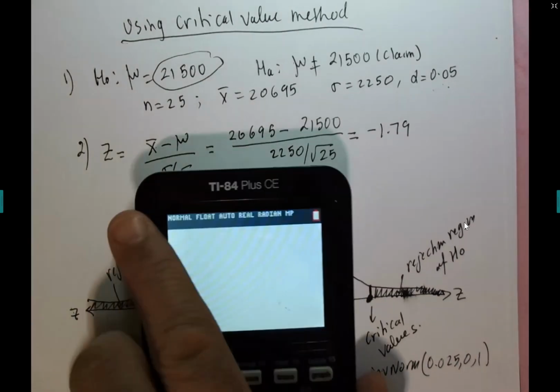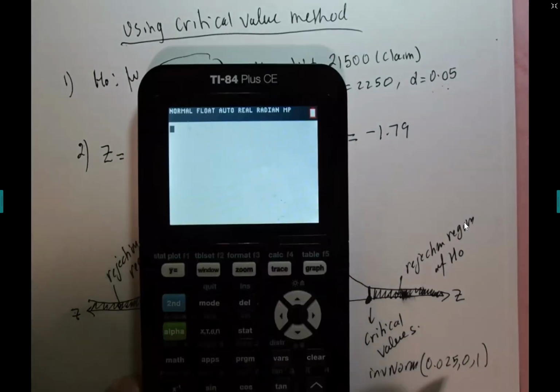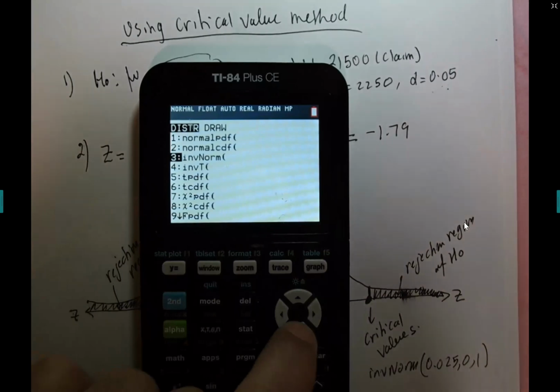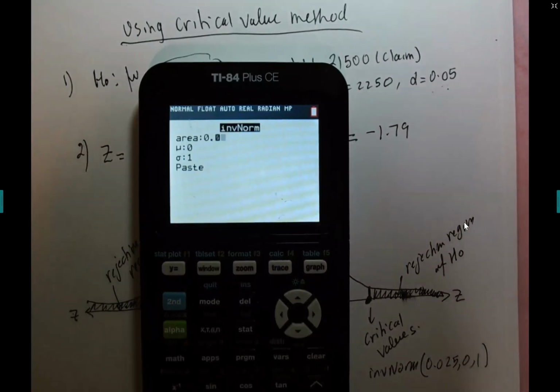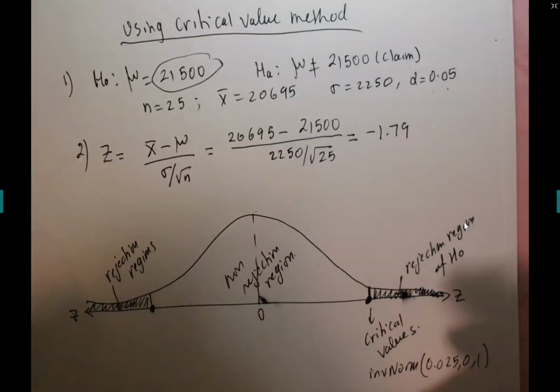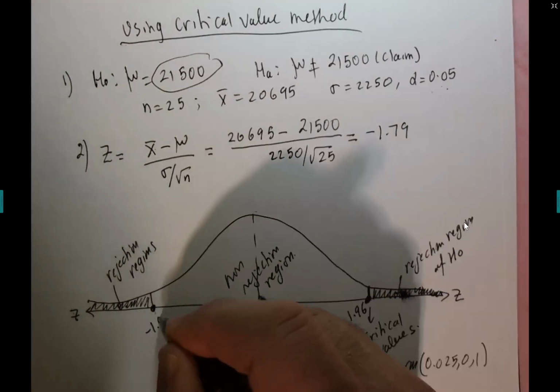So you do inverse norm. You still remember, guys, how to access the inverse norm? You go to second and distribution. Inverse norm, 0.025. And guys, don't be surprised. You should get 1.96 or negative 1.96. There you go, negative 1.96. So this one, guys, is 1.96, and this one is a negative 1.96.